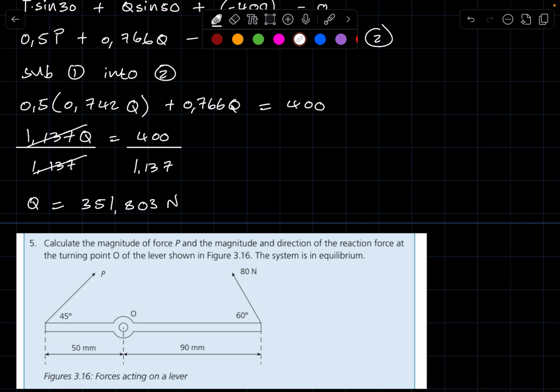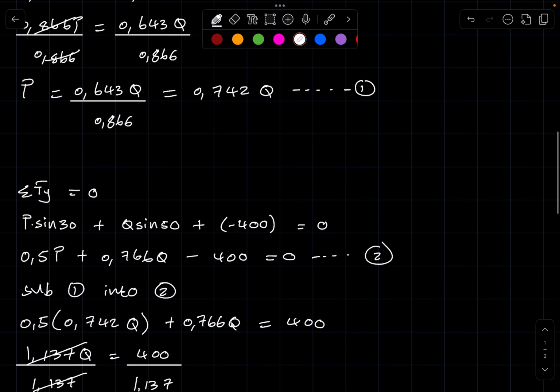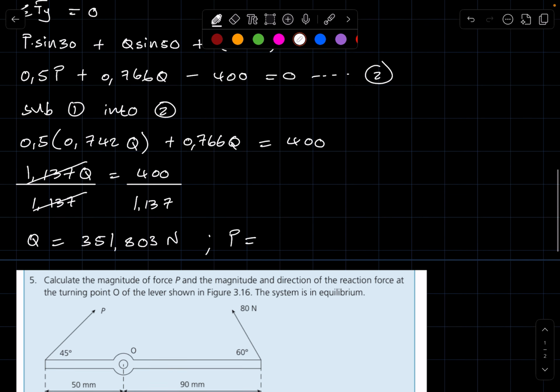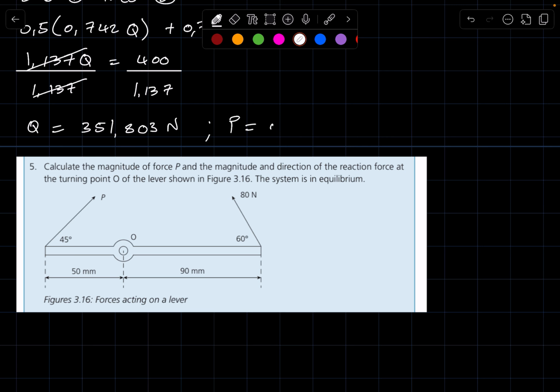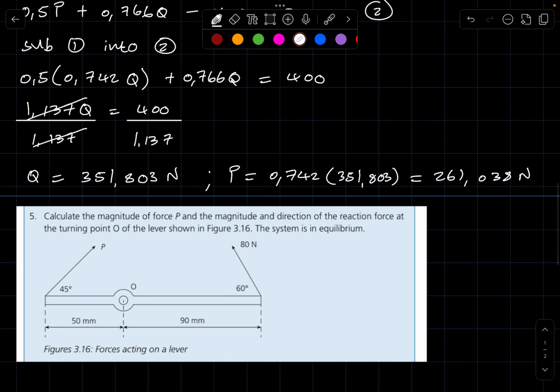So Q is equal to this in magnitude, and then P, from the first equation we know P is equal to 0.742 Q. So this 0.742, and then Q is 351.803. If you punch this in your calculators, you're going to get 261.038 newtons. All right, and that is how you would approach such a problem.